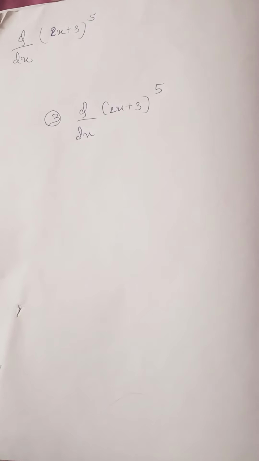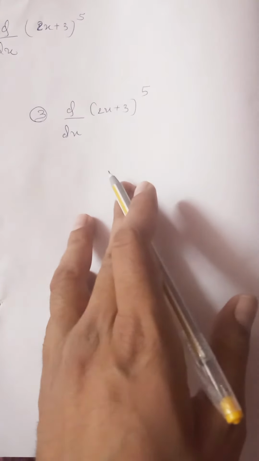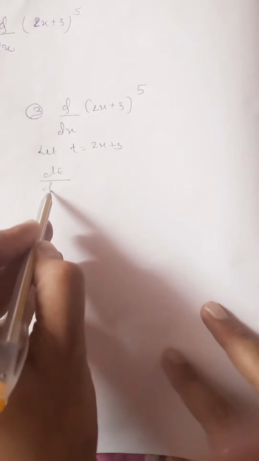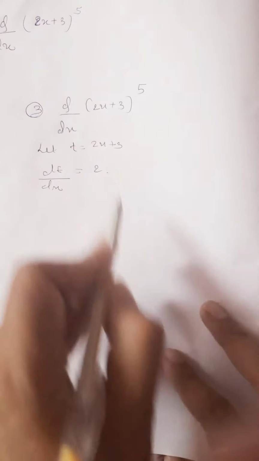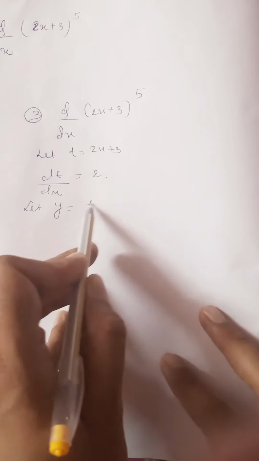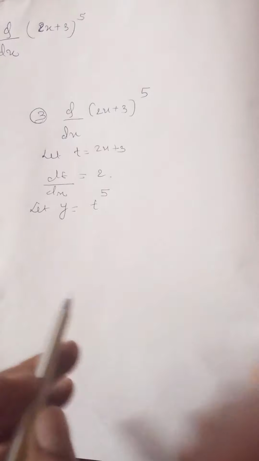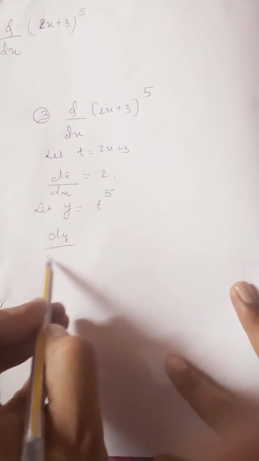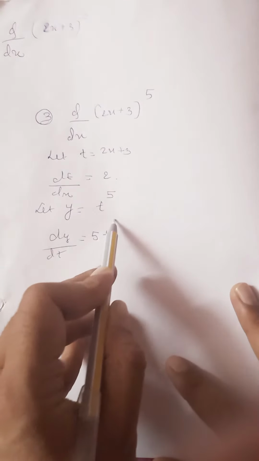So let's start the third question. Here we have to find d by dx of (2x plus 3) to the power 5. Now you have to assume that t is equal to 2x plus 3. So now dt upon dx is equal to 2, and let us assume that y is equal to t to the power 5. Now dy upon dt is equal to what? 5 t to the power 4.